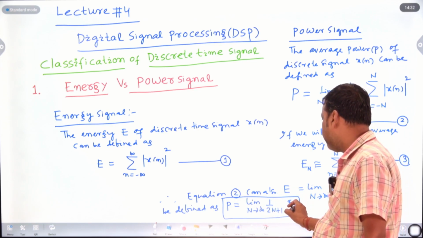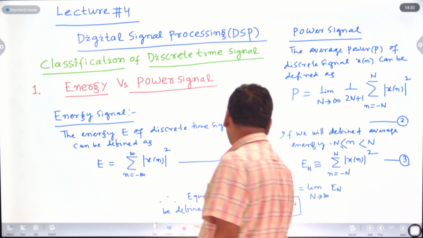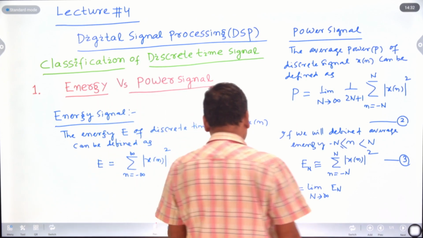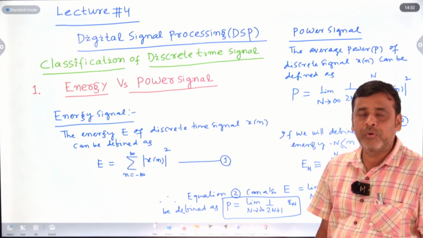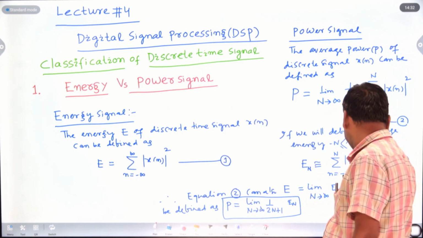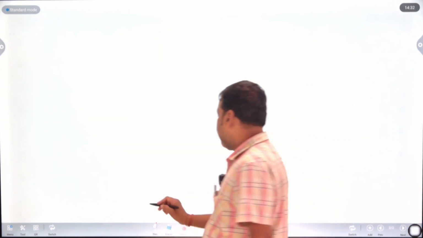If energy is finite, then we will calculate whether the power is 0 or not. If energy is finite, then the power becomes 0. The signal is called the energy signal. It is very, very important.